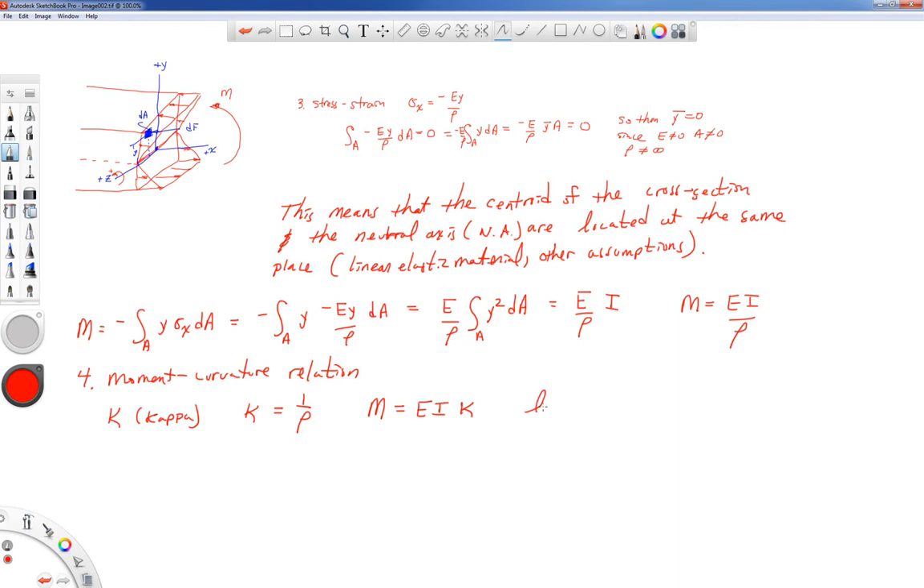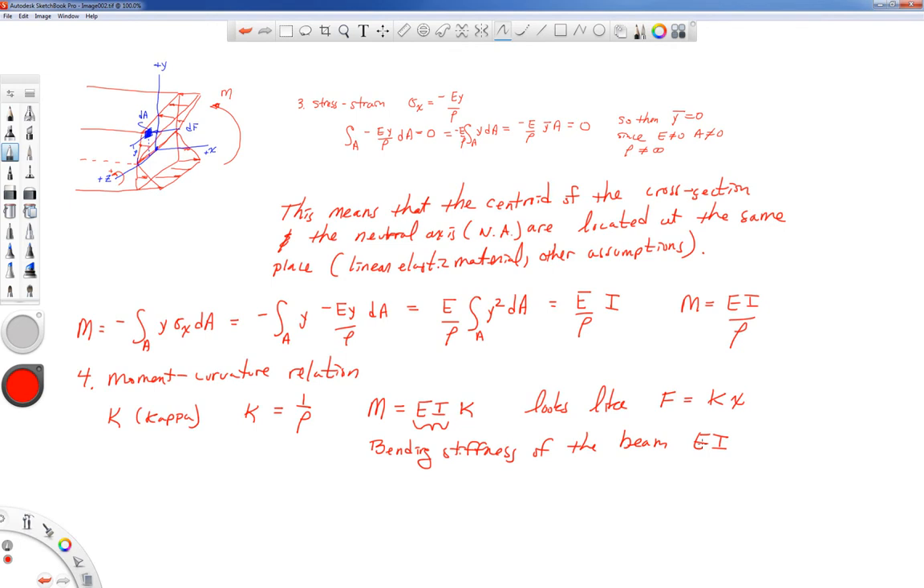And in a way, it sort of looks like our spring equation, F is equal to kx, where we have a load, some coefficient, and some deformation term here. Well, in fact, the product of the material stiffness and the moment of inertia of the cross-section is known as the bending stiffness of a beam. So we have the material stiffness, and then we have the cross-sectional stiffness. You multiply them together, and then you get the bending stiffness for the beam.